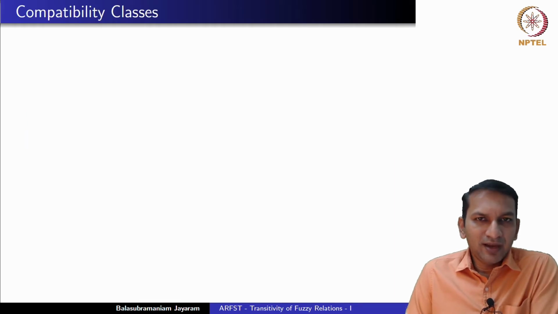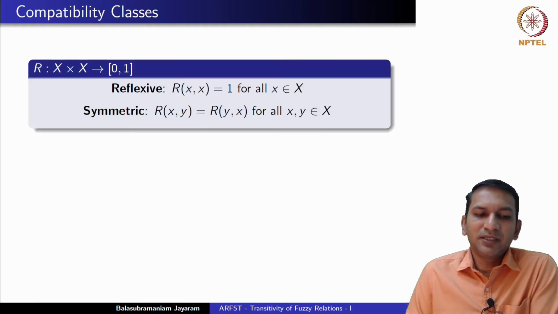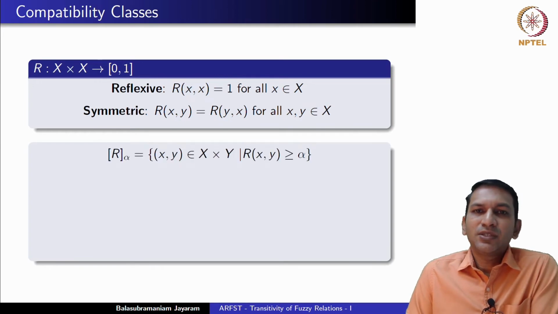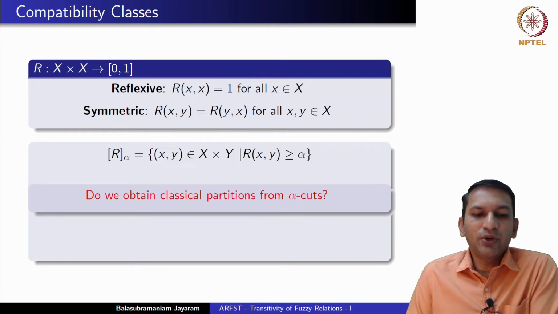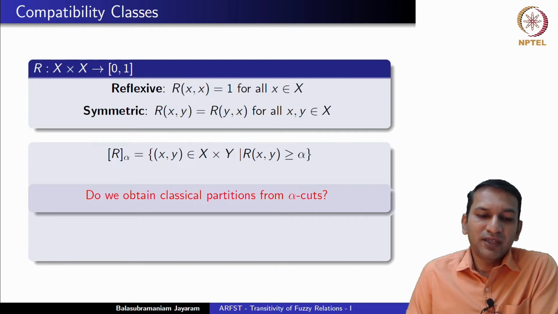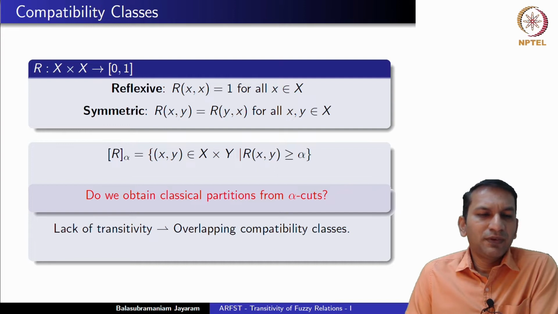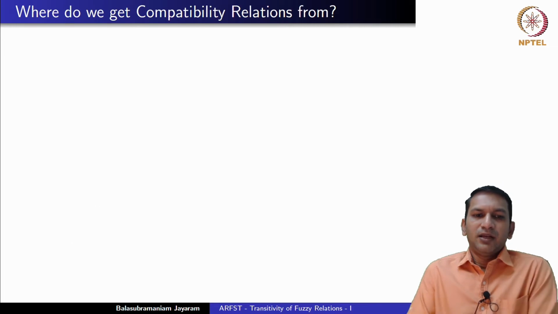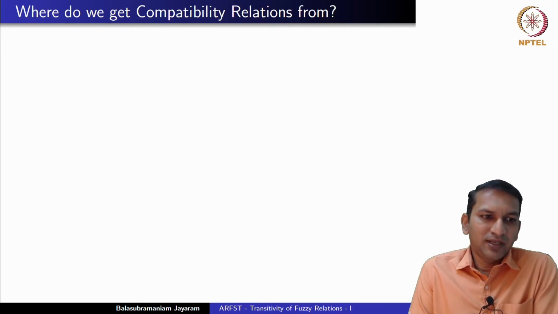Compatibility classes are like similarity classes, except that they do not have transitivity, and we found that this was a singular reason why we were not able to obtain partitions from the different alpha cuts. Instead, we were only obtaining overlapping compatibility classes. Of course, they were covering the set X but not partitioning it. We stopped with this question in the last lecture.